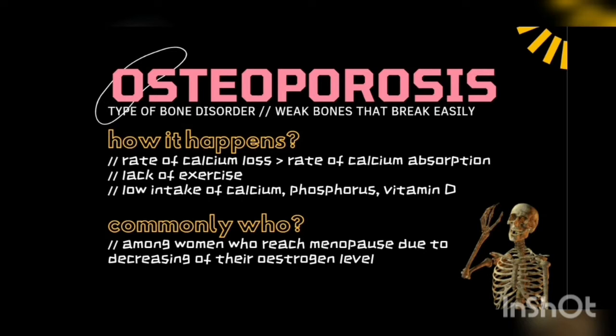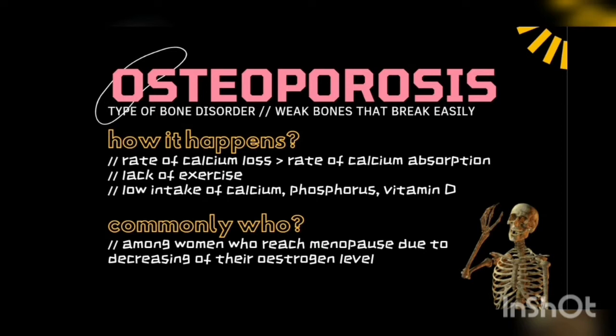Osteoporosis is a type of bone disorder whose characteristic is weak bones that break easily. How does it happen? Osteoporosis happens when the rate of calcium loss is higher compared to the rate of calcium absorption. It is also because of lack of exercise and low intake of calcium, phosphorus, and vitamin D.